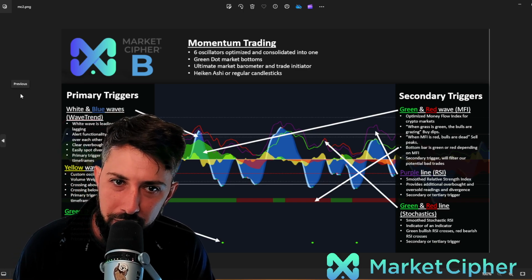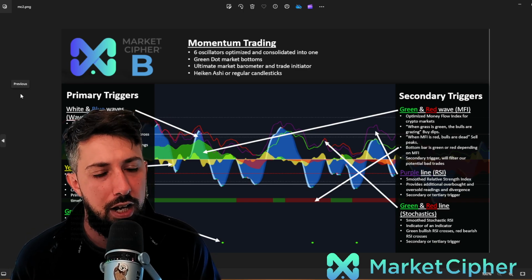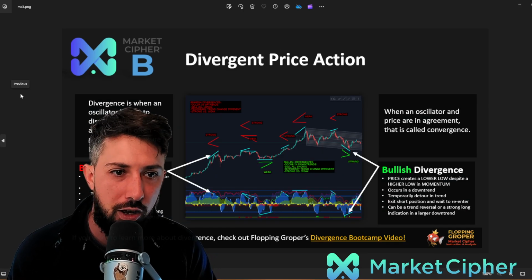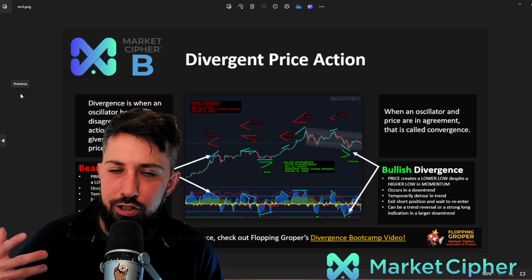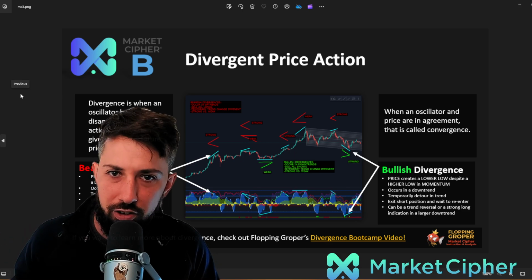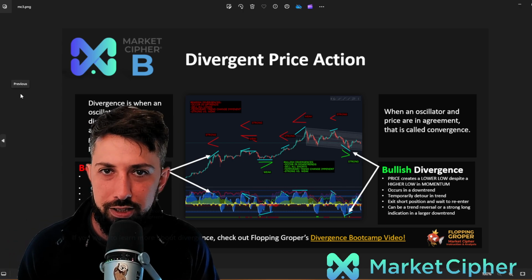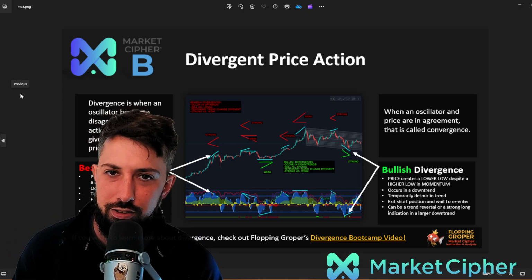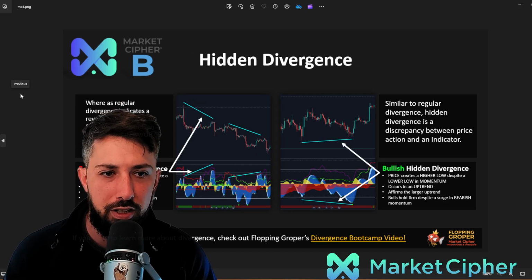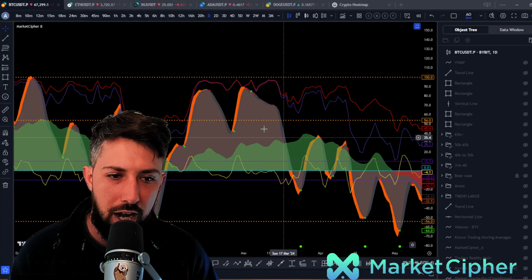We follow the money, we make the money, and then we use the stochastics and the RSI line for a little bit of confirmation. Now, diverging price action, you can have hidden divergences. You can have bullish, bearish divergences. It is a great tool, and they bring lucrative trading strategies to us. Okay, so this is Market Cipher B. We're going to jump into how I use it and what I have done here.